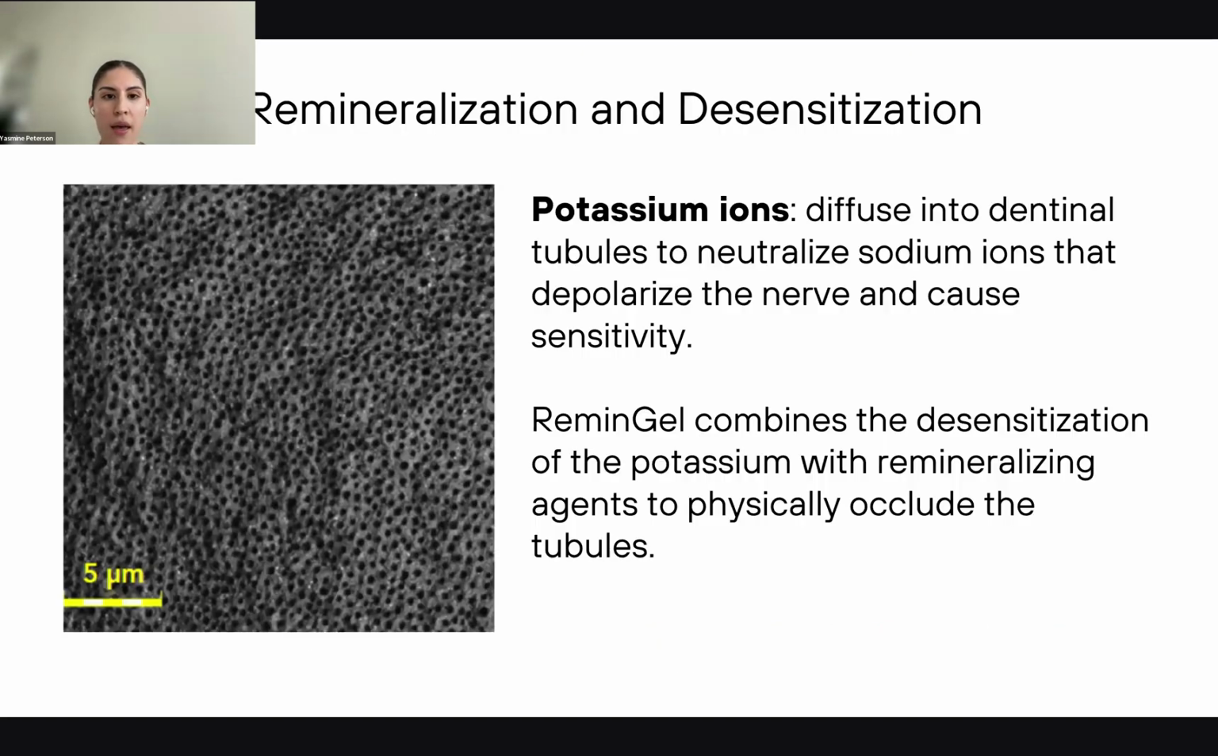Oh, right. And this kind of reiterates and says the same thing. So potassium ions diffuse into the dentinal tubules because they're a lot smaller. They neutralize those sodium ions, or that can depolarize the nerve and cause sensitivity. So because Remingel combines desensitization with remineralizing agents, it's able to close those tubules and make your patients feel better.